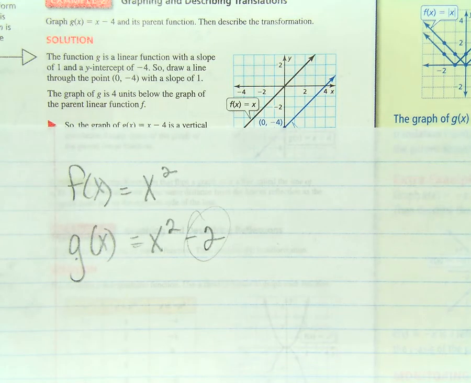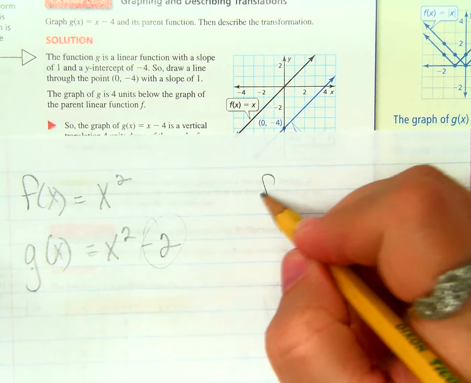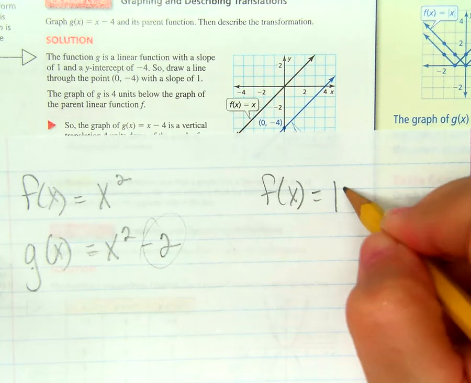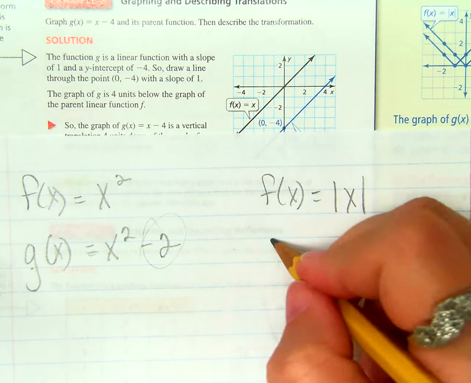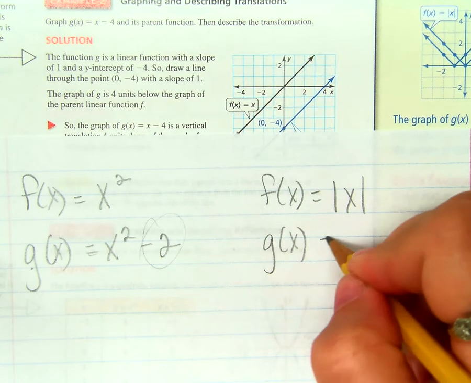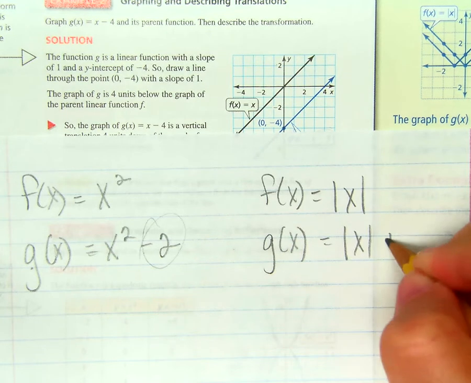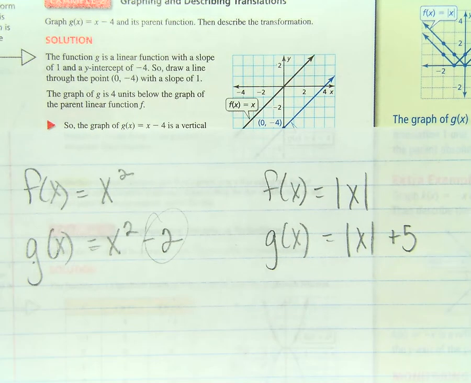Could you make an educated guess what would move it up? Maybe a plus sign, right? Does that make sense? Does that seem logical? So if we have f of x equals the absolute value of x, and g of x being the absolute value of x plus 5, would that move it up 5? So that would be a vertical shift up 5, right?